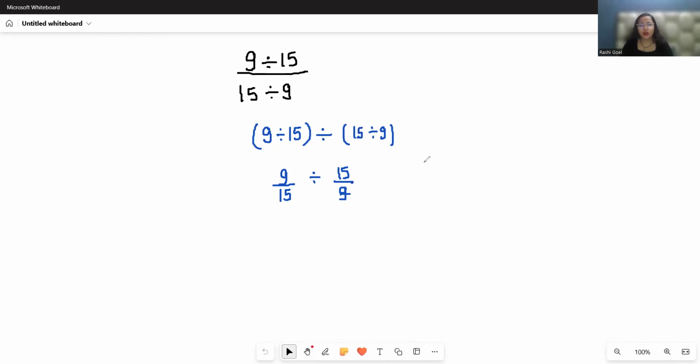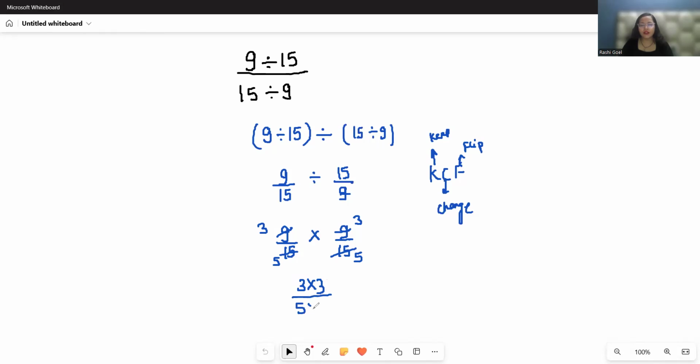But no, we are going to use the KCF rule, where K stands for keep, C stands for change and F stands for flip. So how can we apply this? Keep the left hand digit, change the symbol of division to multiplication. Now flip it. Now we can cancel out this with 3. 3 times 3 is 9 and 3 times 5 is 15. Similarly here. So what is left? 3 times 3 by 5 times 5. So it's 9 by 25 is the correct answer, not 1.